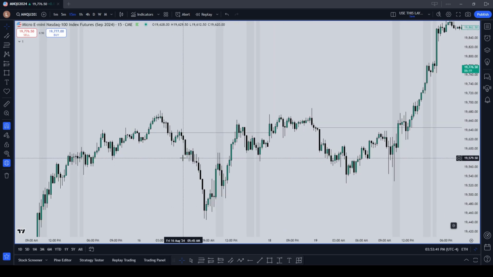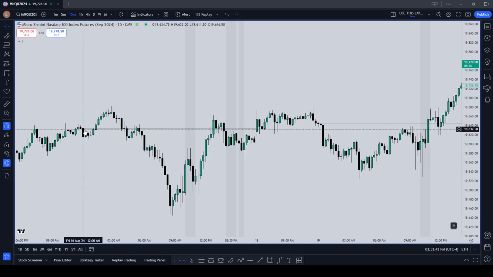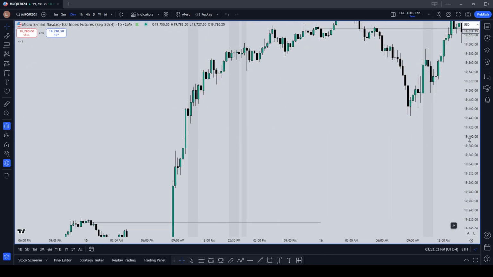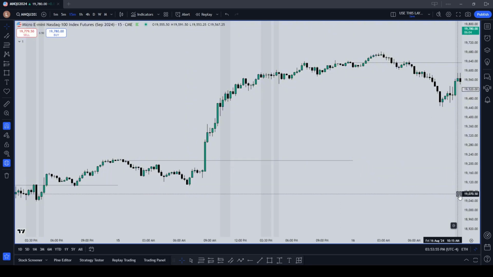And then here we go. This is Friday of last week. What happens here? Price trades lower into a deep discount. What happens? We trade back above that midnight open again during the ICT Silver Bullet model. And here we go again. This is going to be Thursday.